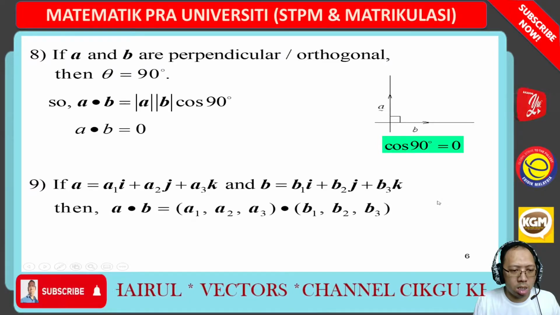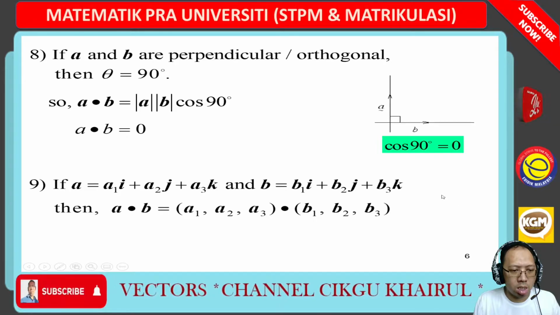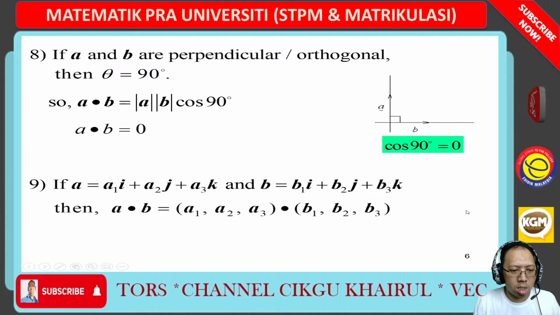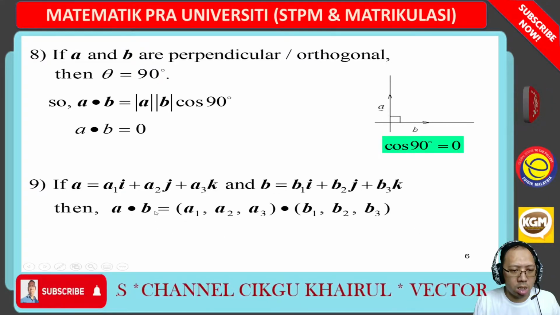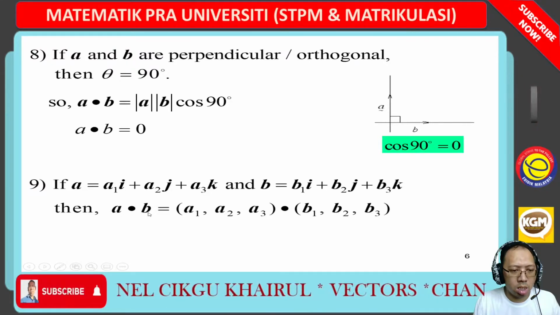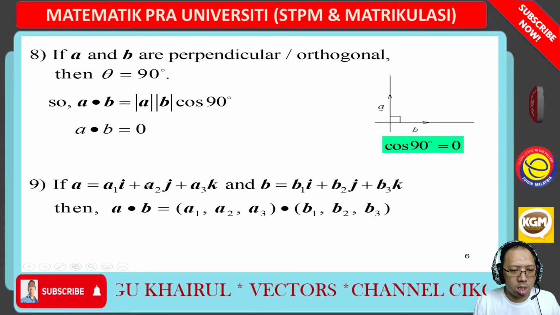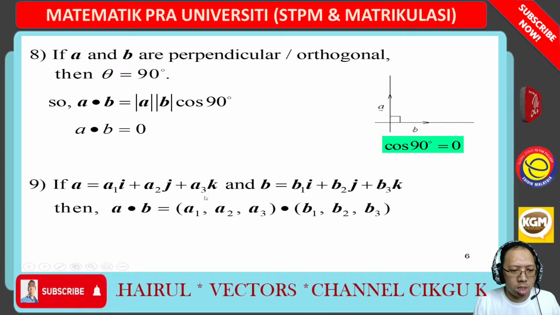So i dot j, j dot k, k dot i, and so on, for the different component, we get 0. That's why when a dot b dot product these two vectors, we only consider the same component, okay, i with i, j with j, and k with k.